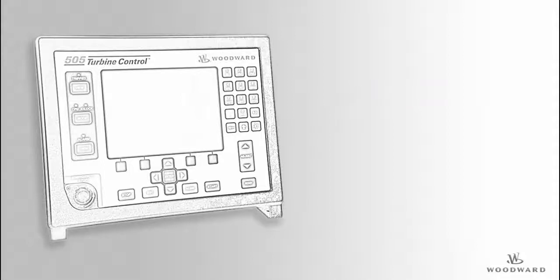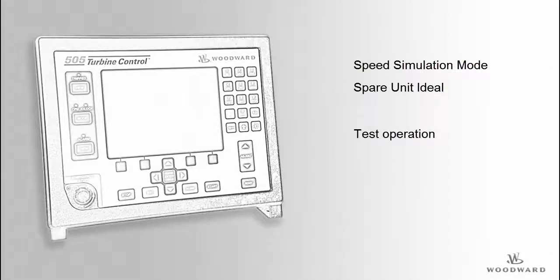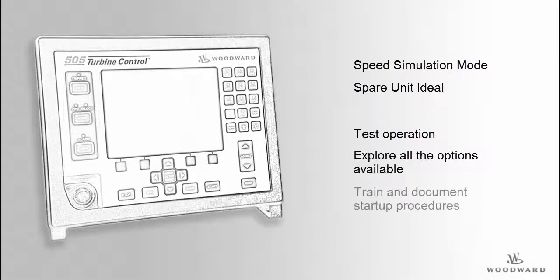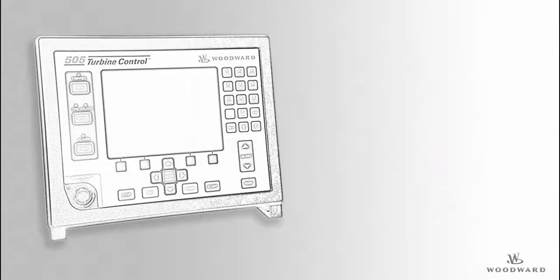The 505 has an available speed simulation mode that is intended to be used as a training tool. Any unit can be set up to use this feature and allow the user to configure and simulate some functions of the 505 prior to using the unit or wiring it to the turbine. It can be used to test the operation of the configured start routine, explore all the options available on the product, train and document startup procedures, and learn how to connect and use the service tools.